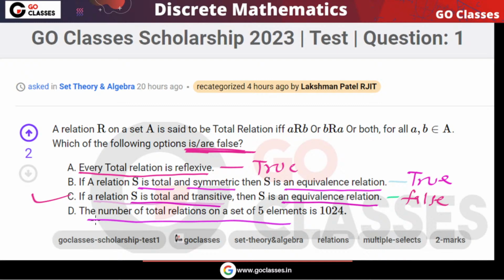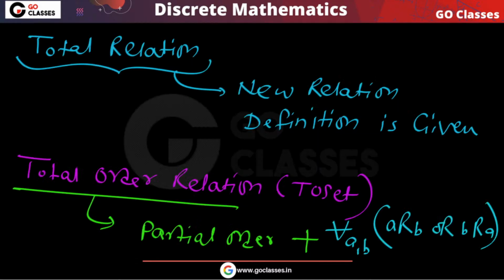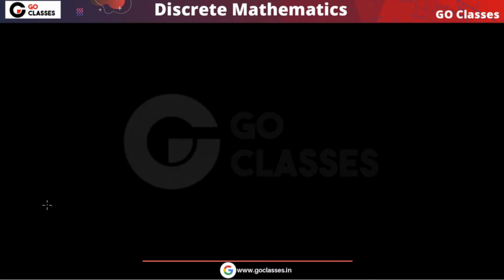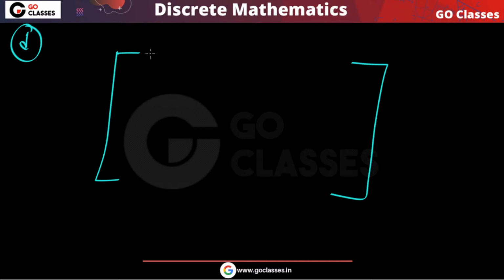The number of total relations. How many total relations are there on 5 elements? Remember, a very simple point: in a total relation, what will happen? If you make the matrix A1, A2, A3, A4, A5, let me take for example 4 elements, A1, A2, A3, A4.